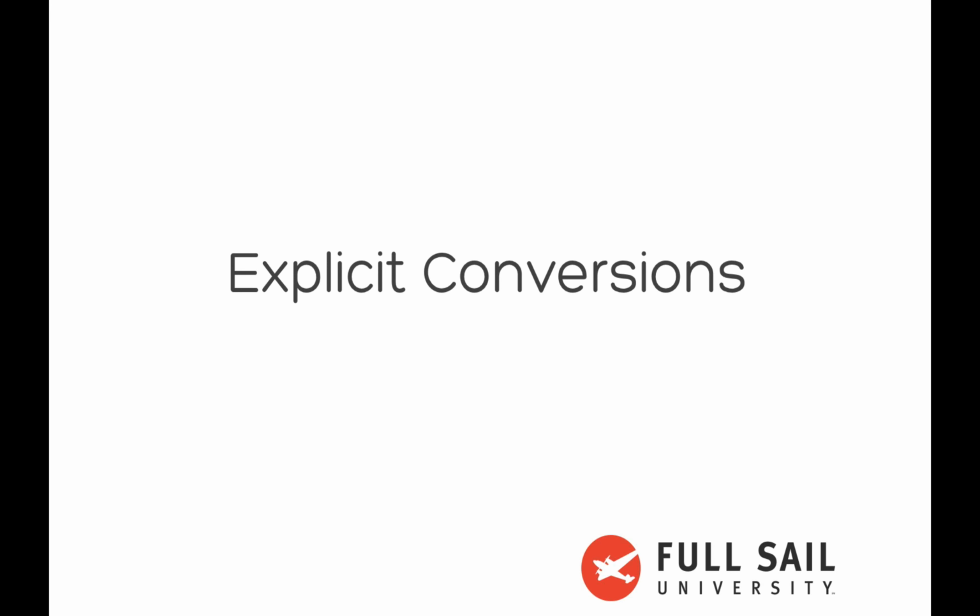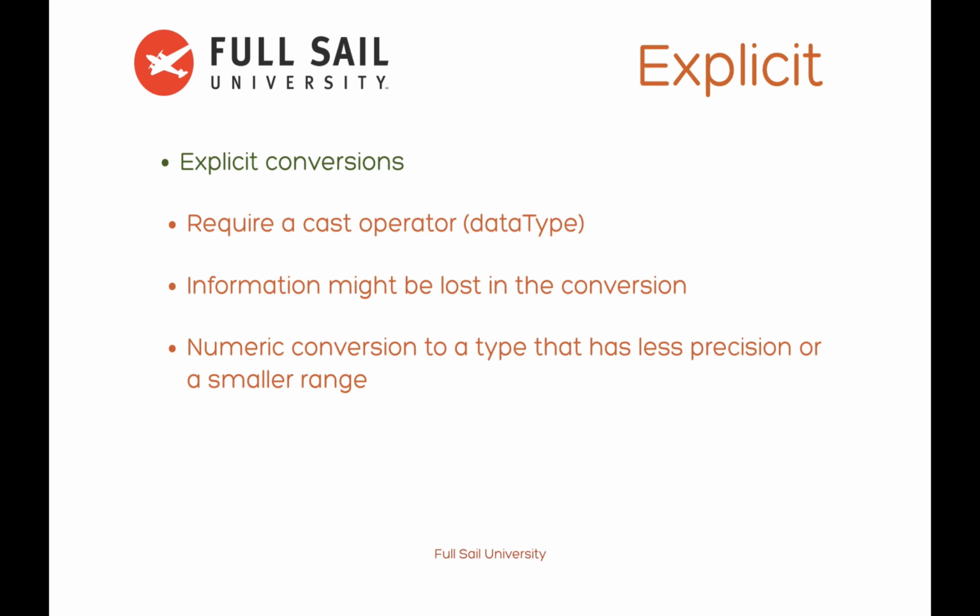The next type of conversion we're going to talk about is called explicit conversions. Explicit conversions require a type of casting operator. What it looks like is opening and closing parentheses with the data type that you want to convert to inside of it, and you have to put this in front of the value or the other variable that you're actually converting. You'll see a better example of this once we get into the code.